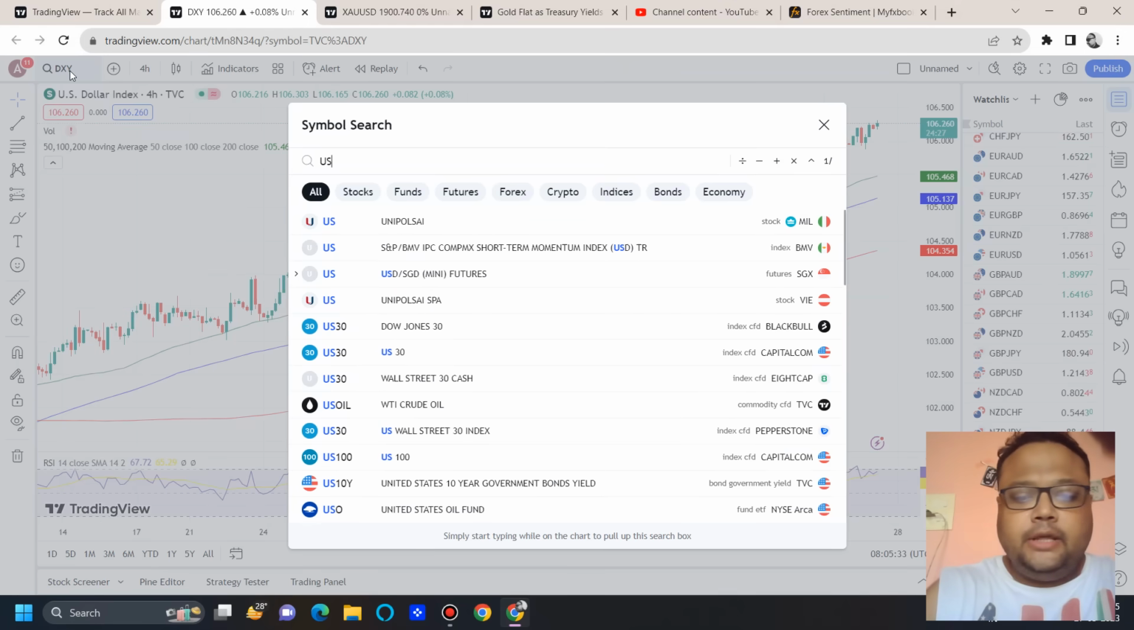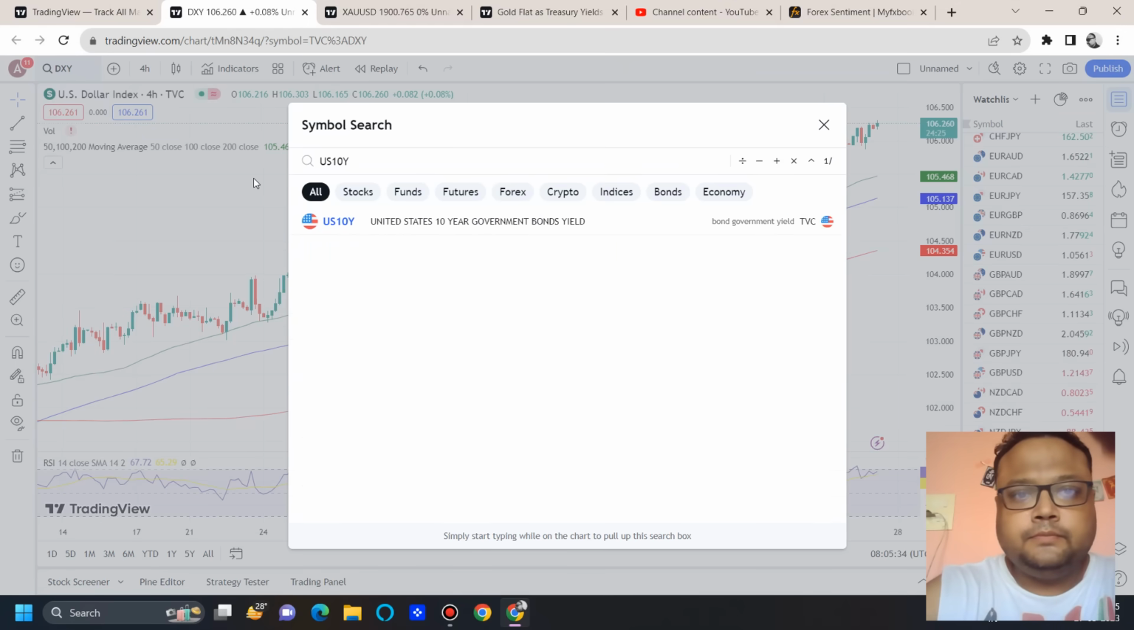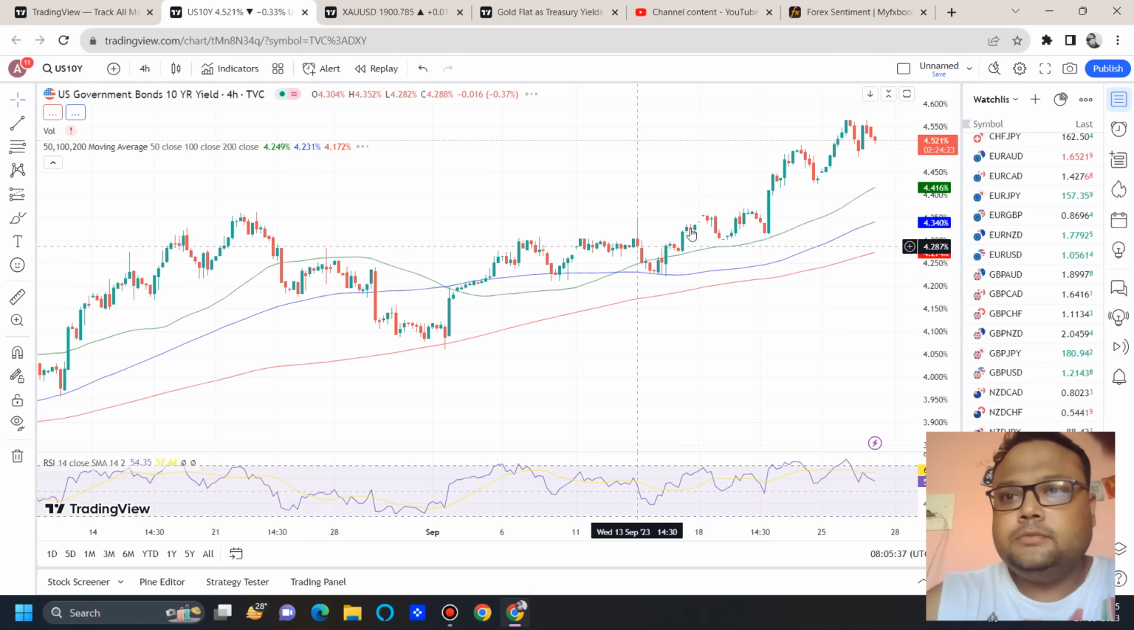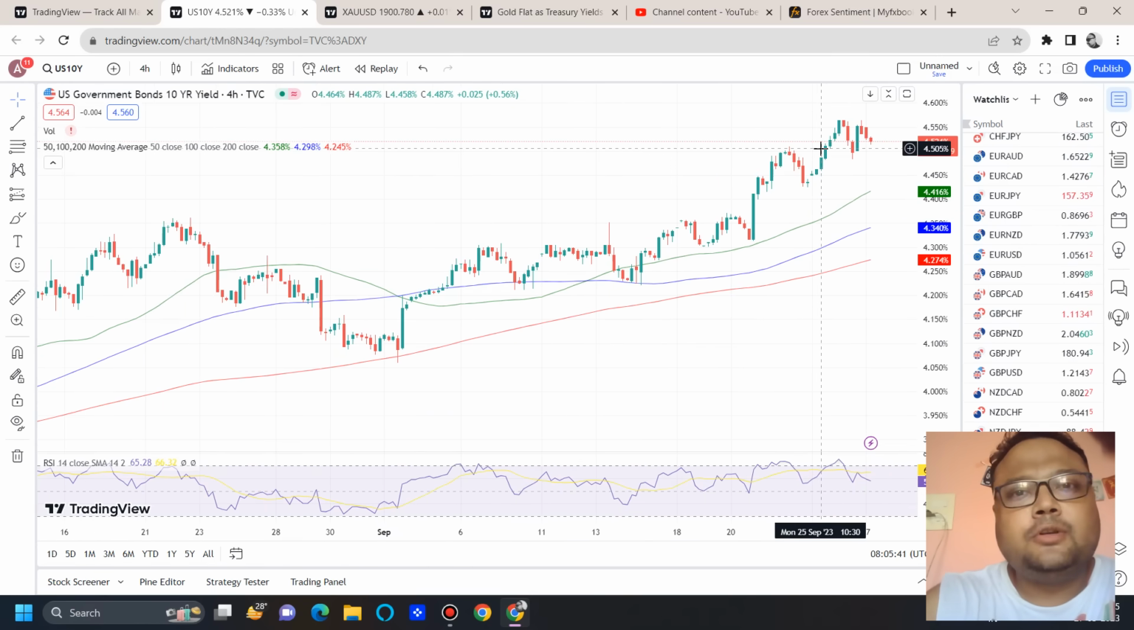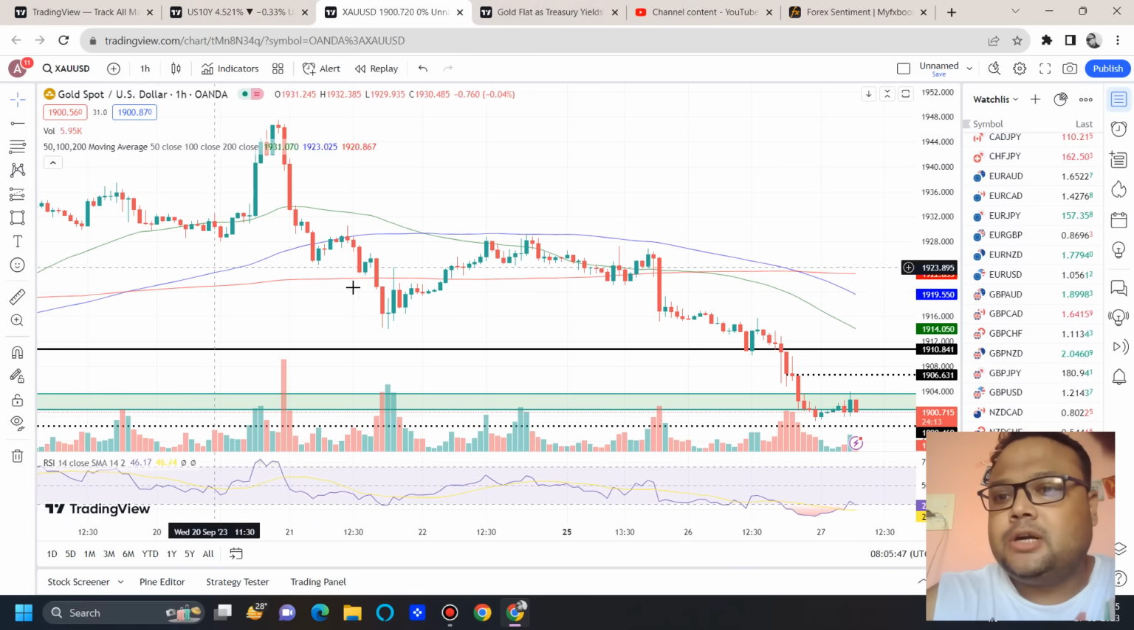US dollar index is bullish, extremely bullish, so you need to plan your trades accordingly. And if we look at the US government bonds, you can see the government bond is also rising. Right now it is going for some correction, but do not forget that the bond market is also extremely bullish, so be careful. And this is the chart of gold in front of us.